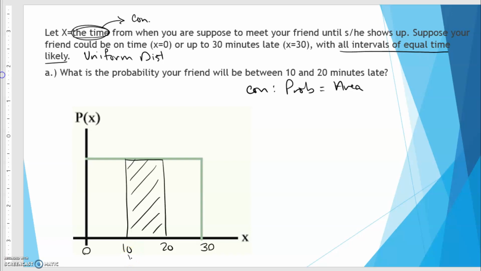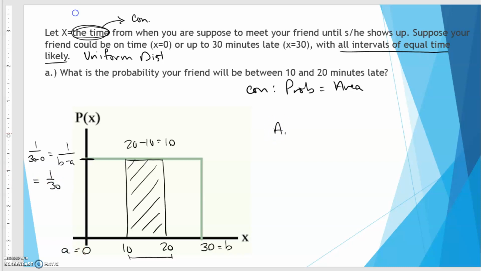Okay, so what I need is two things. I need the distance from 10 to 20. So that would be 20 minus 10, or 10. And I also need the height of this rectangle, which remember that's 1 over B minus A. Oh, I'm sorry, that's not our B and our A. It's 1 over 30 minus 0, because this is our B and this is our A. So this is equal to 1 over 30.